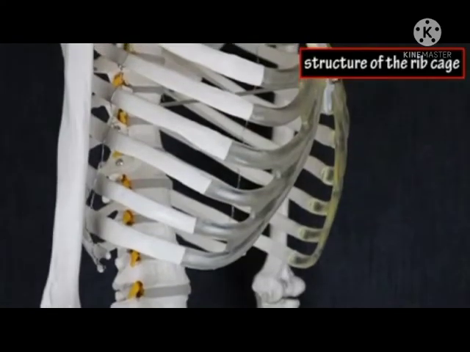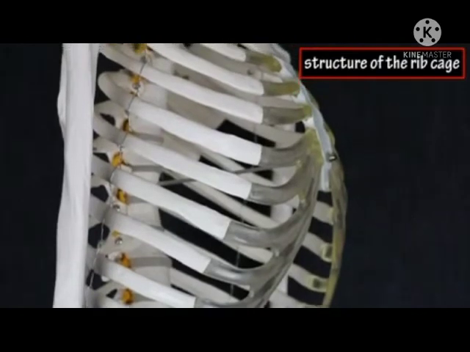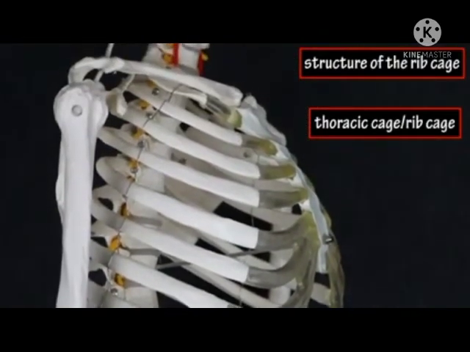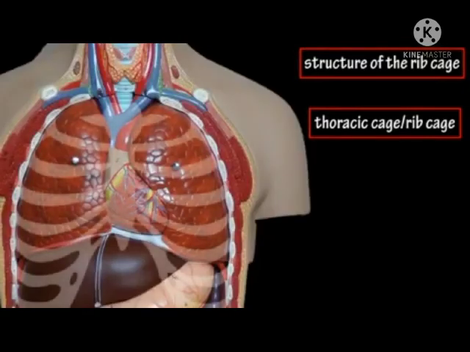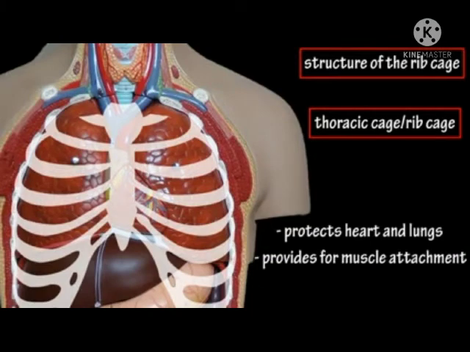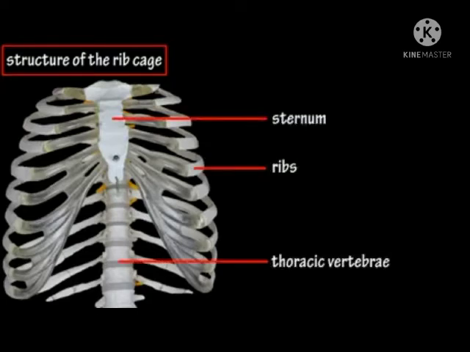The structure of the rib cage. In your body, the framework of the chest is called the thoracic cage, or in common terminology, the rib cage. Its design functions to protect vital organs such as your heart and lungs, and also provides points of attachment for many muscles. The thoracic or rib cage is comprised of three main parts: the sternum, the ribs, and the thoracic vertebrae.